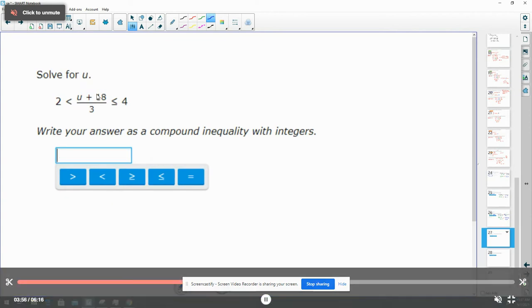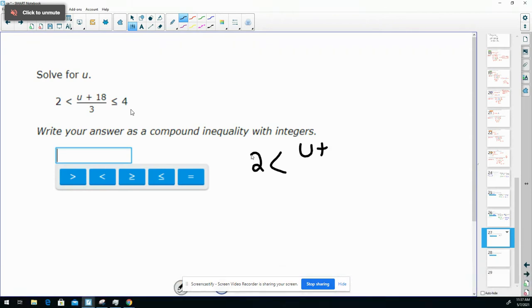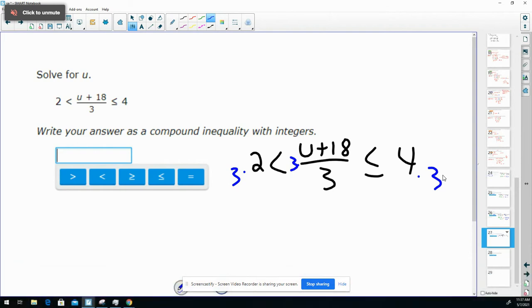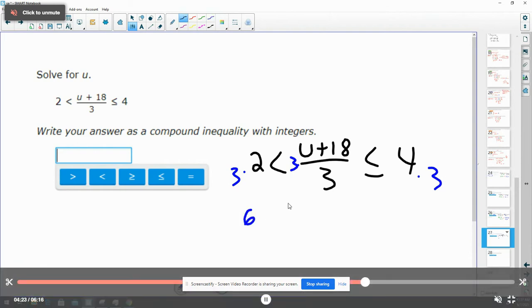Up next, now this one is one we have to do something to the middle, the left, and the right. It's all one problem, so it's all going to go together. So we have 2 less than u plus 18 over 3, less than or equal to 4. So we're going to work in the middle here. We're going to get rid of the fraction. We'll multiply both sides by 3. So multiply the middle, the left, and the right by 3. 3 times 2 is 6. These 3's cancel. So we have u plus 18.